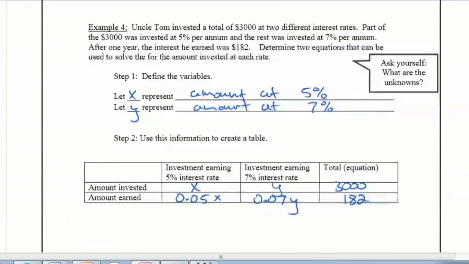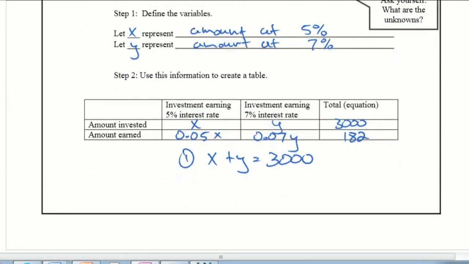So the information in the table is x and y is 3,000, sorry. So x plus y is equal to 3,000, that is our first equation. And then we had some amount invested at 0.05, I should say, at 5%. And then we're adding to it another amount invested at 7%, and that has to equal 182. So that is setting up our 2 equations.